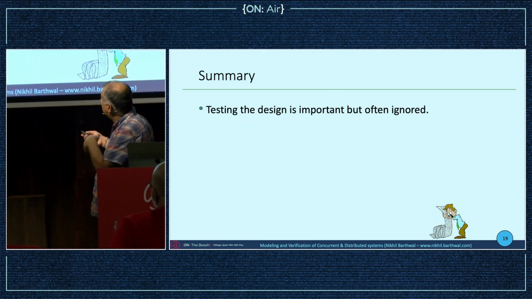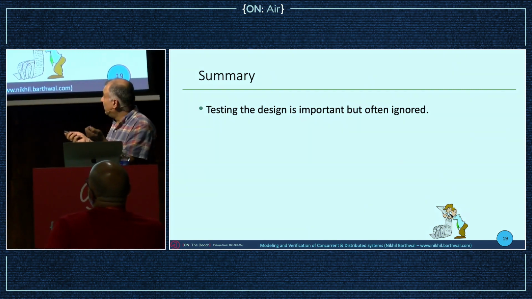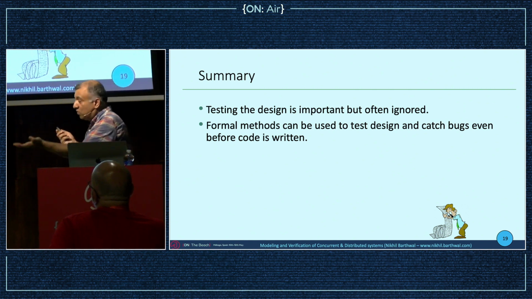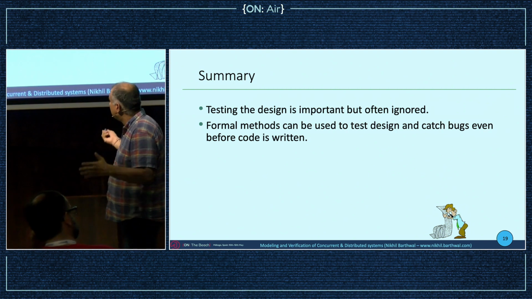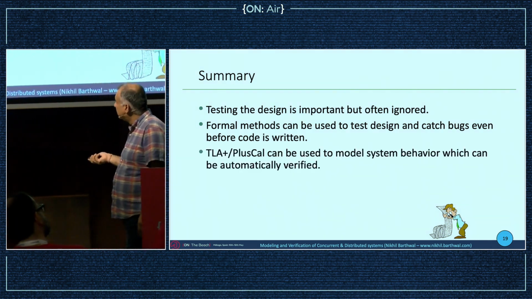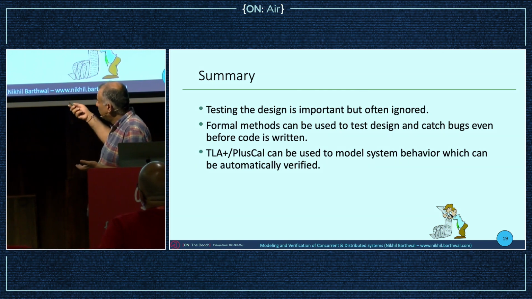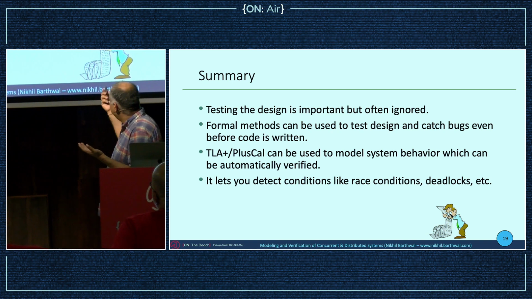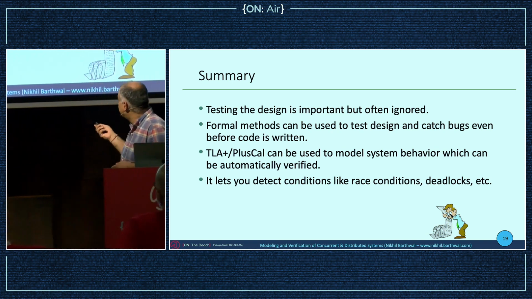So, coming towards the end, the summary: testing the design is important. We saw why. Formal methods can be used. I just showed TLA+, but the same thing is true for a lot of other formal methods, depending on your preferences. They can be used to model system behavior. We saw in the demo how we automatically verified it. It lets you detect conditions, specifically for distributed systems, that are very hard to detect.